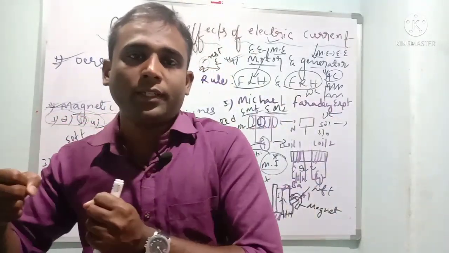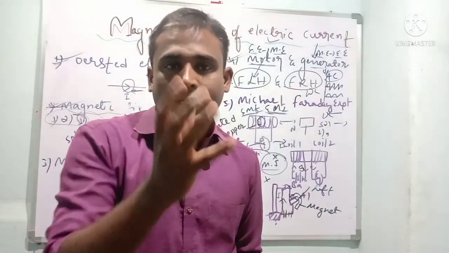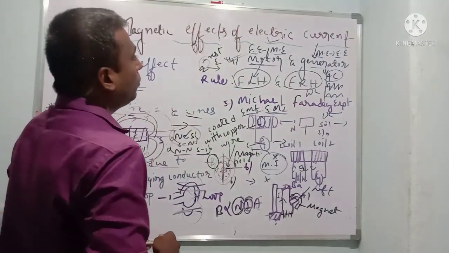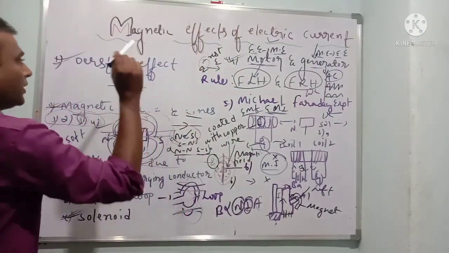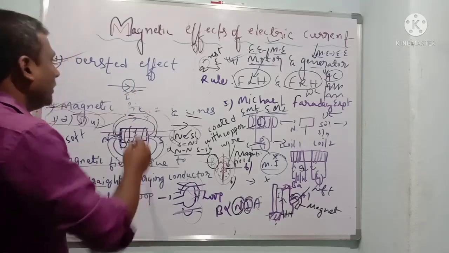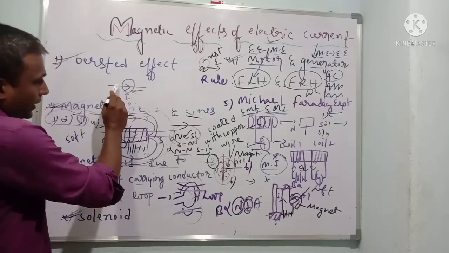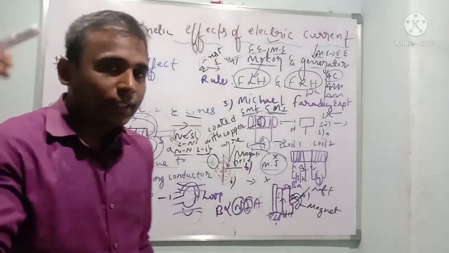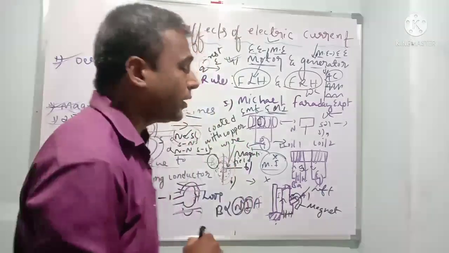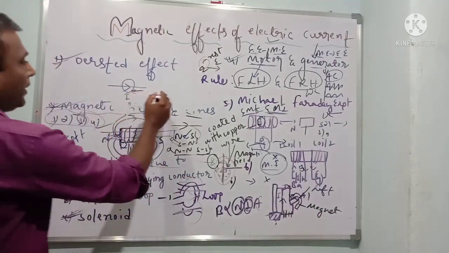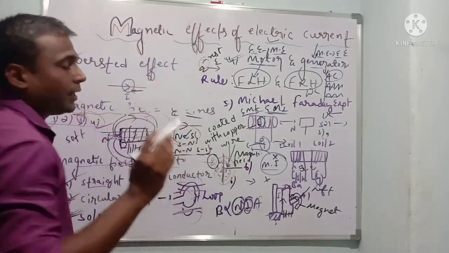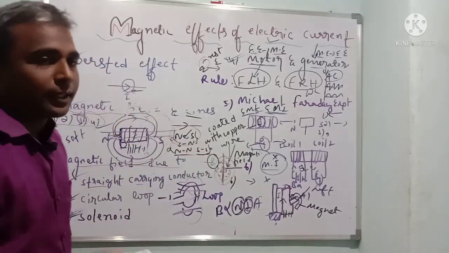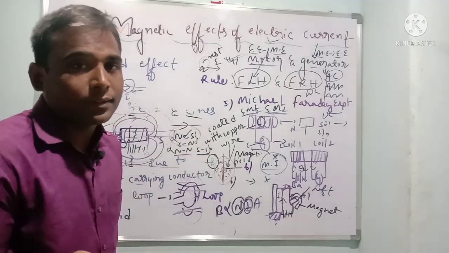That is called magnetic field, attraction of force. So this was first explained by whom? That is the Oersted effect. It tells that whenever a current carrying conductor produces a magnetic field around the current, that is called the Oersted effect. If length increases, attraction will decrease. If length decreases, attraction will increase.